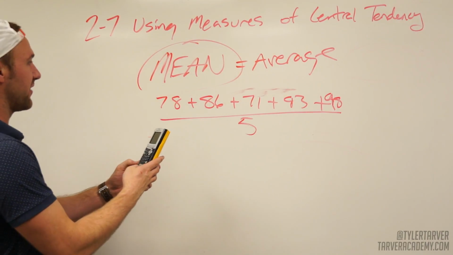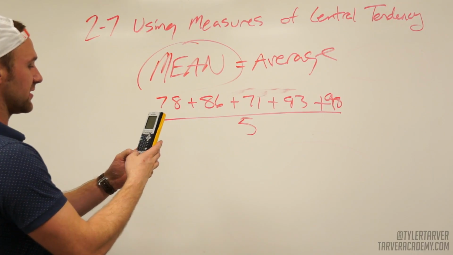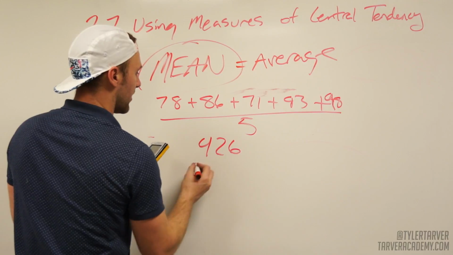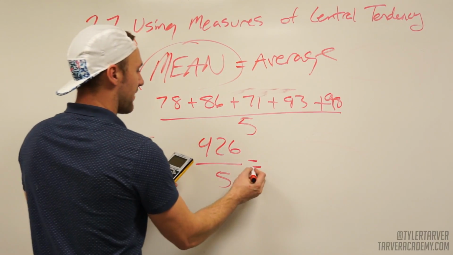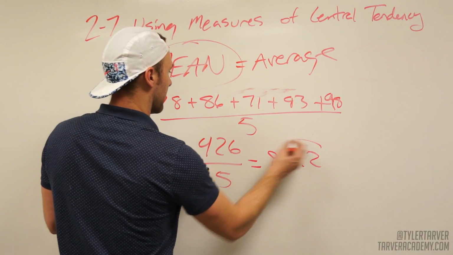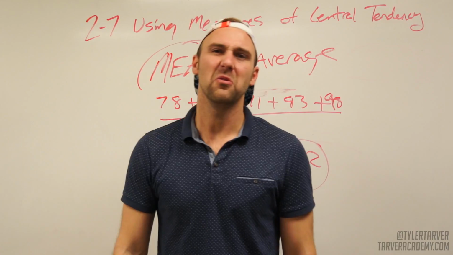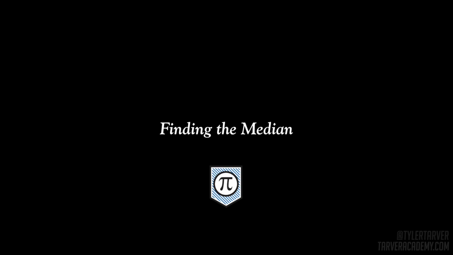All right, so I'm going to add them up. 78 plus 86 plus 71 plus 93 plus 98 is 426. Still dividing it by the number I had. Divided by 5, my average is 85.2. Boom! That's a mean, ladies and gentlemen. You're like, ooh, you gonna mess up? I didn't mess up.